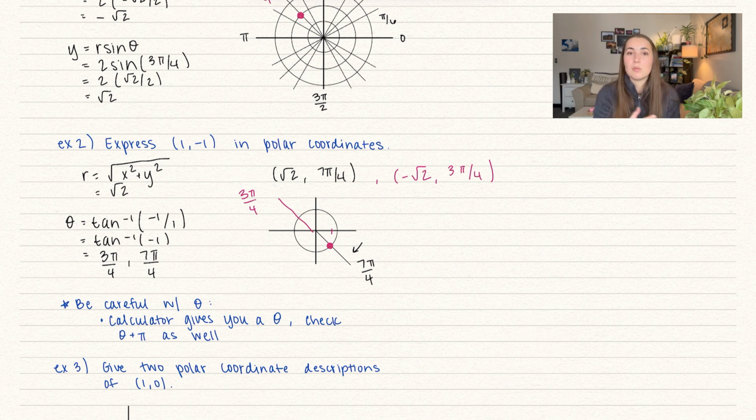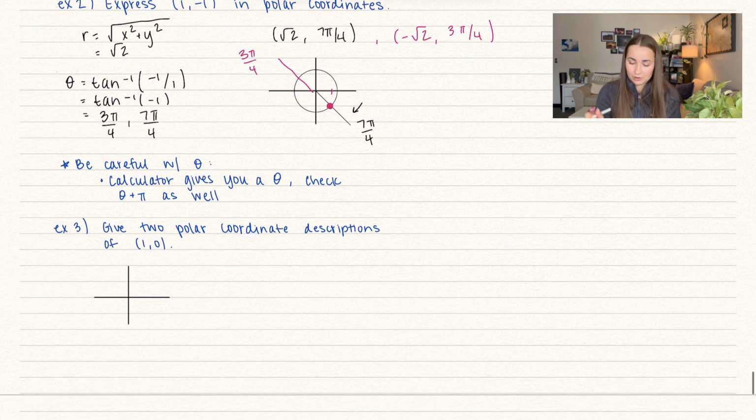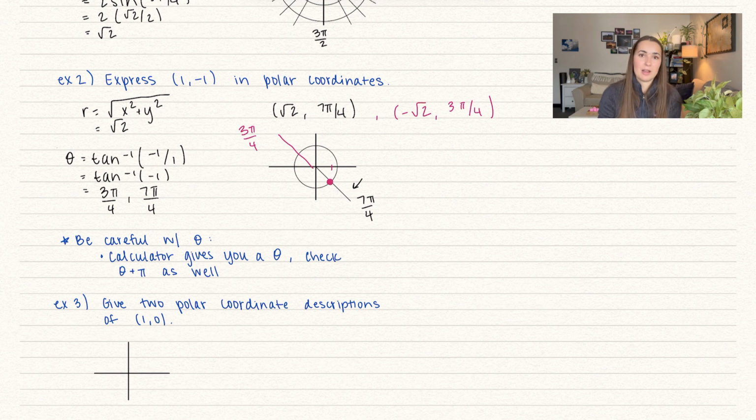If you jazz it up even more than that, I'm sure you can find a lot more answers that are still correct. So here I have a little hint for you guys. You have to be careful with the theta. The calculator, especially when we're working with not really nice angles, in this case we have a nice angle, this is going to be 3 pi over 4. If we're not working with a nice angle, the calculator is only going to give you one of those answers.